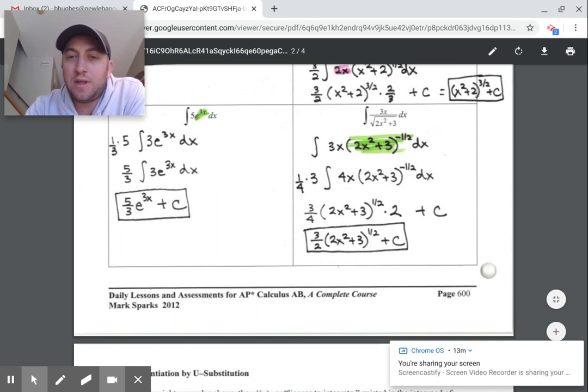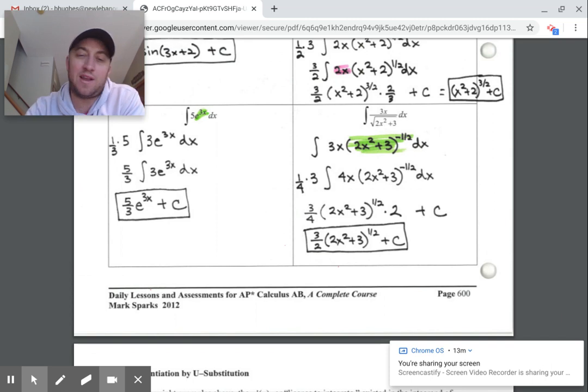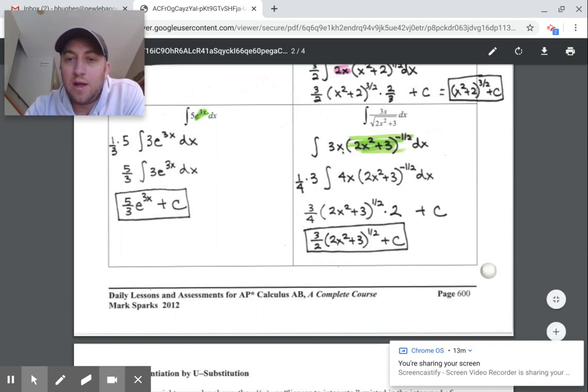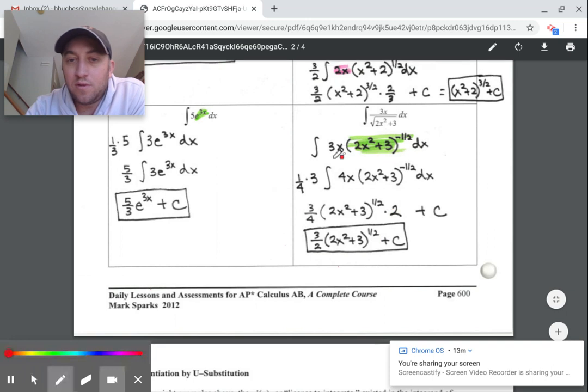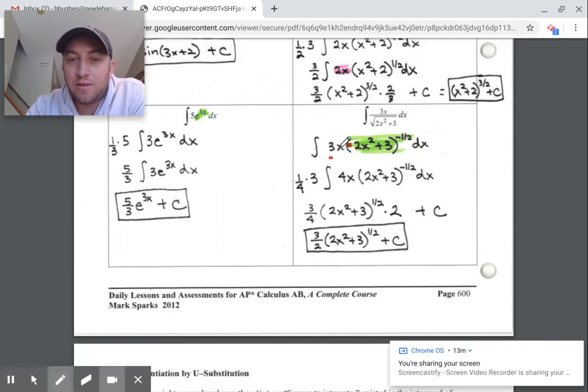This last one here, first thing is rewrite it in standard polynomial form, or it's not standard polynomial form, but I'm going to basically take this square root and move it up top with the 3x. So I have 3x times 2x squared plus 3 to the negative 1/2 power. So the derivative of 2x squared is 4x. Well, I have 3x. So I really don't want that 3 to be there. I need it to be 4.